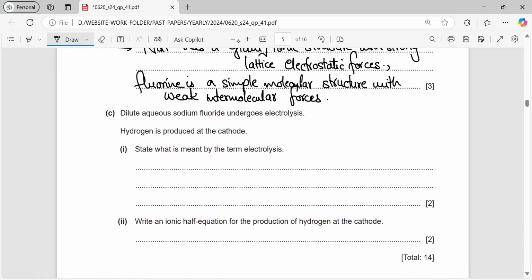Next question is about electrolysis. Dilute aqueous sodium fluoride undergoes electrolysis. Hydrogen is produced at the cathode. State what is meant by the term electrolysis. The word electrolysis is a combination of two things. Electro means electricity, and lysis means breakdown.